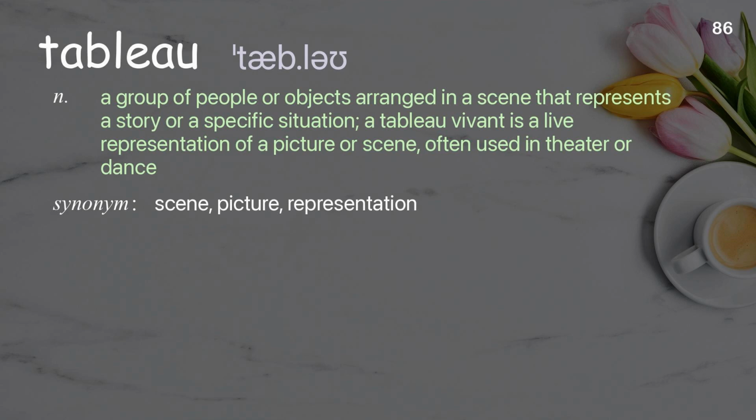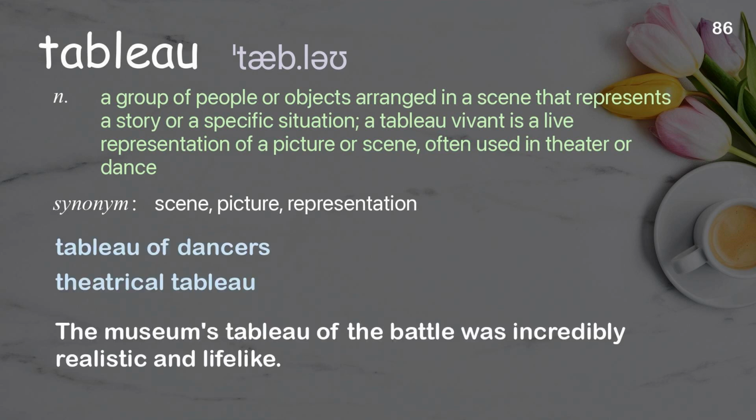Tableau: a group of people or objects arranged in a scene that represents a story or a specific situation. A tableau vivant is a live representation of a picture or scene, often used in theater or dance. Examples: tableau of dancers, theatrical tableau. The museum's tableau of the battle was incredibly realistic and lifelike.